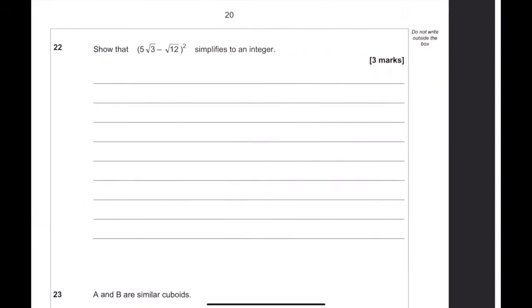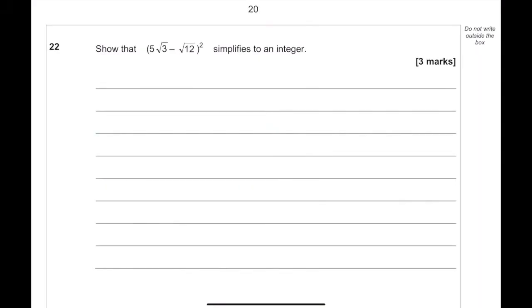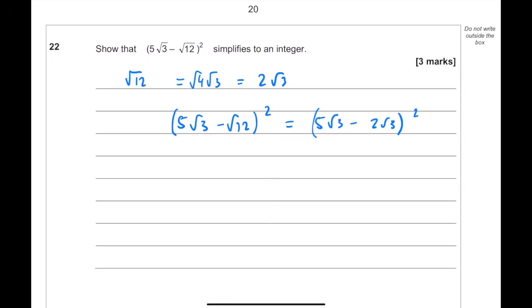On to question 22. Show that this expands and simplifies to an integer. So one thing we could do here is expand and simplify. However, as some of you may have seen, root 12 can be simplified to root 4 root 3, which is the same as 2 root 3. So inside the bracket, rather than having 5 root 3 minus root 12 squared, we can have (5 root 3 minus 2 root 3) squared. Now 5 root 3 take away 2 root 3 is 3 root 3 squared. So that's the same as 3 root 3 times 3 root 3, which is going to equal 27.